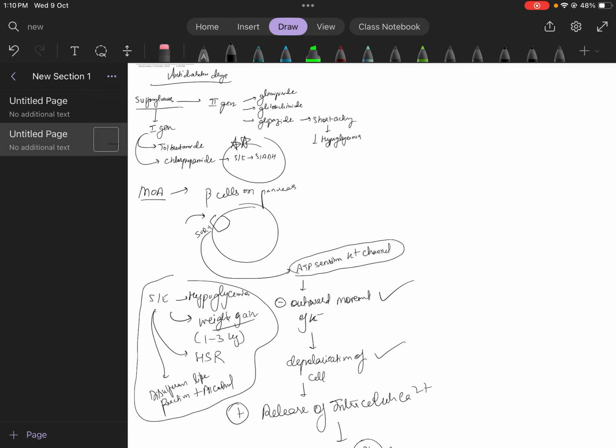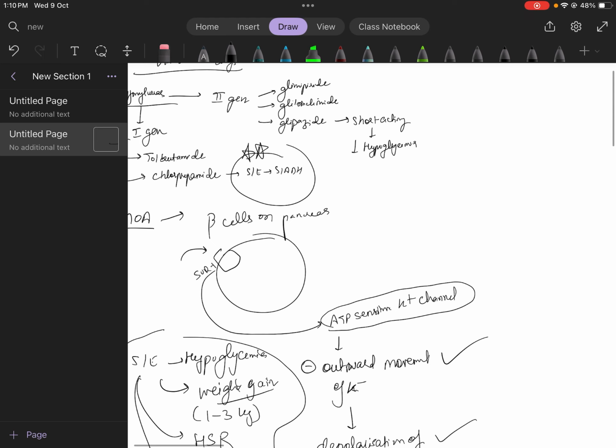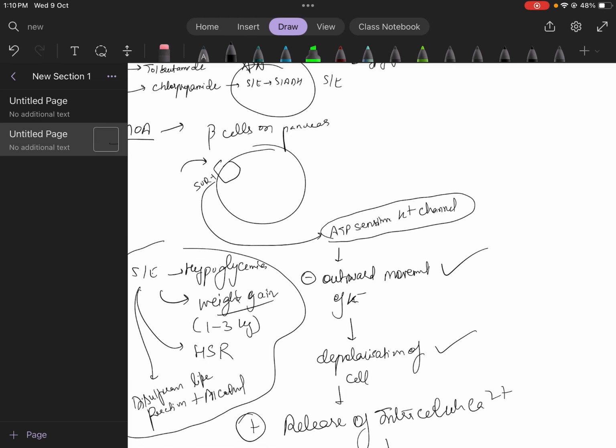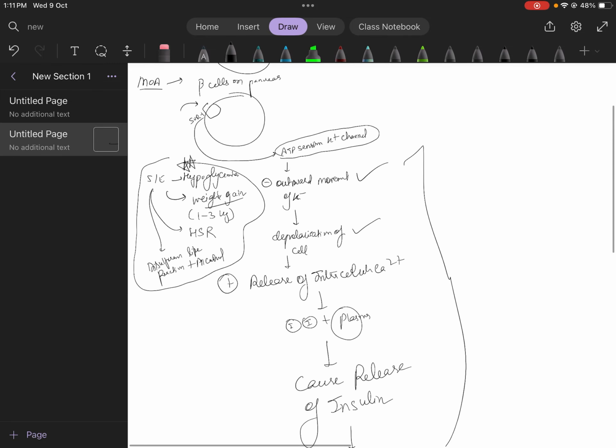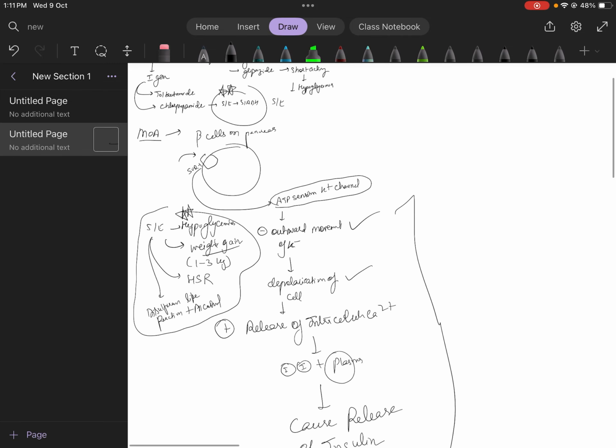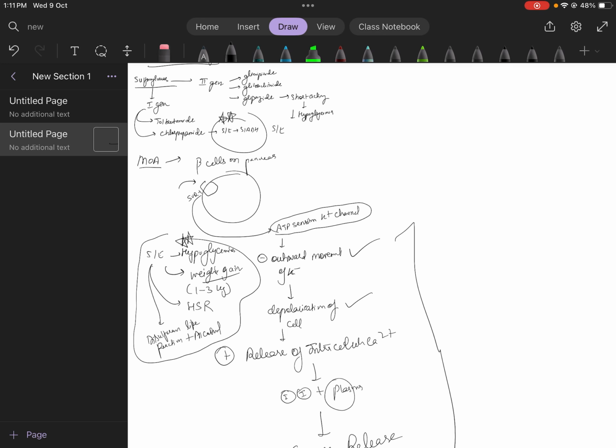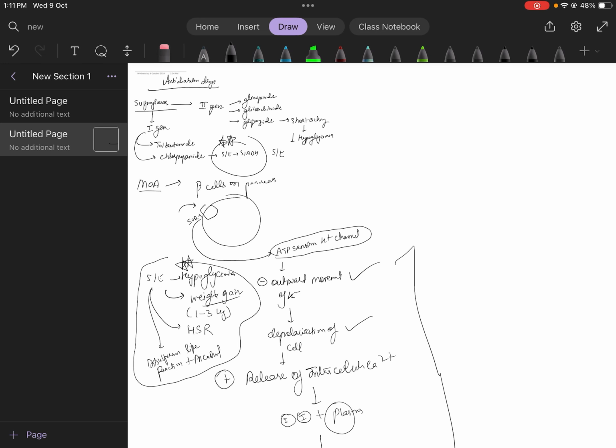So they have asked questions regarding SIADH as a side effect. Yes, they have asked, and they can frame questions regarding your hypoglycemia. Sulfonylureas cause hypoglycemia, whereas metformin causes your euglycemia. It does not cause hypoglycemia. And of course, knowing mechanism of action is utmost important for any antidiabetic or any drug for that matter. You can gain a perspective of what is into it.